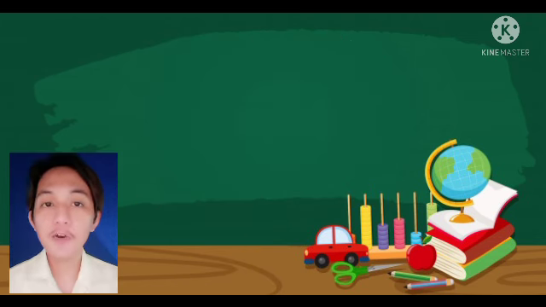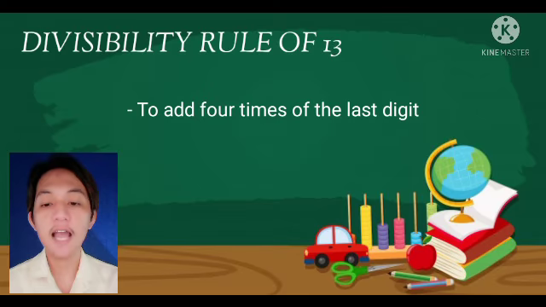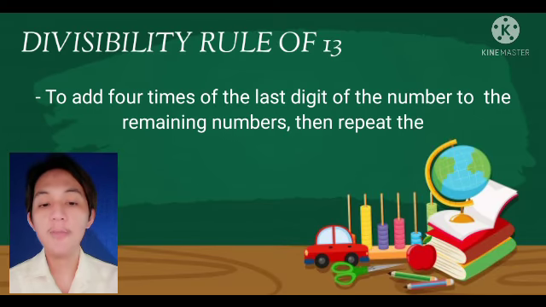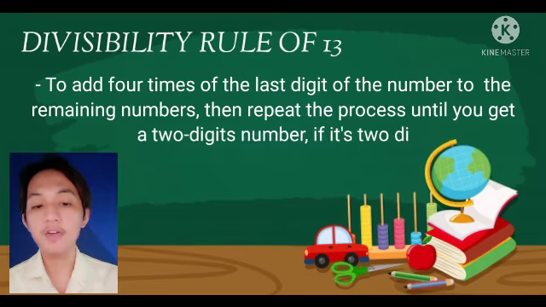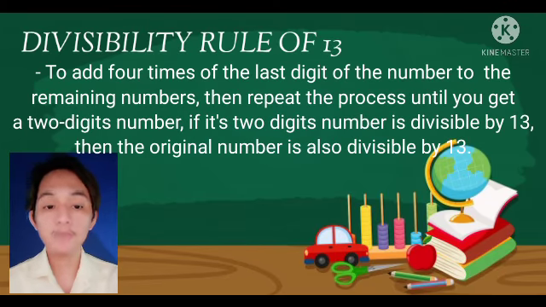For the last divisibility rule for today's discussion, it is the divisibility rule of 13. For any given number, to check if it is divisible by 13, we have to add 4 times the last digit of the number to the remaining number and repeat the process until you get a 2-digit number. And we need to divide it by 13 to check if it's divisible by 13. And if it's divisible by 13, then the given number is also divisible by 13.